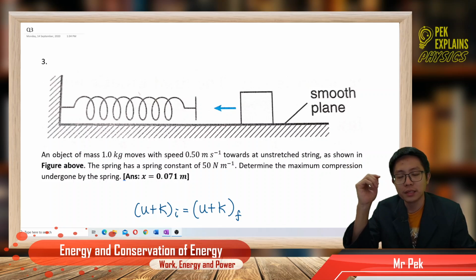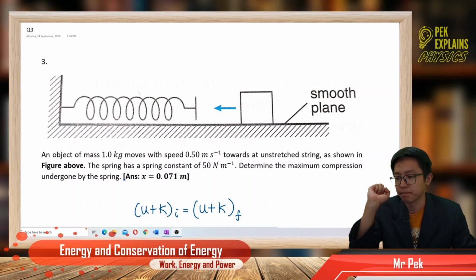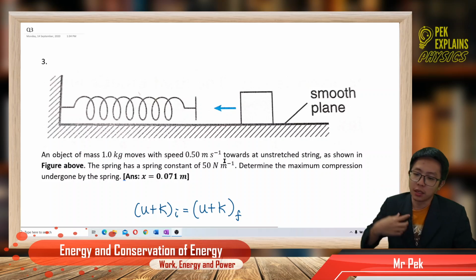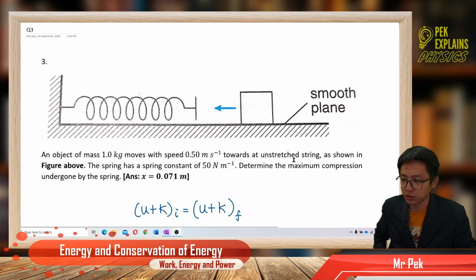Hi. Now let's look at the third question in conservation of energy. An object of mass 1 kilogram moves with speed 0.5 meter per second towards an unstretched spring, as shown in the figure above. The spring has a spring constant of 50 newton per meter. Determine the maximum compression undergone by the spring.